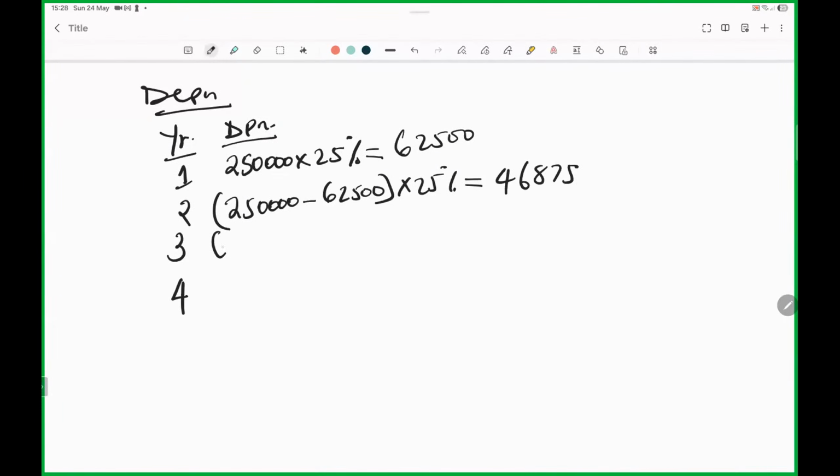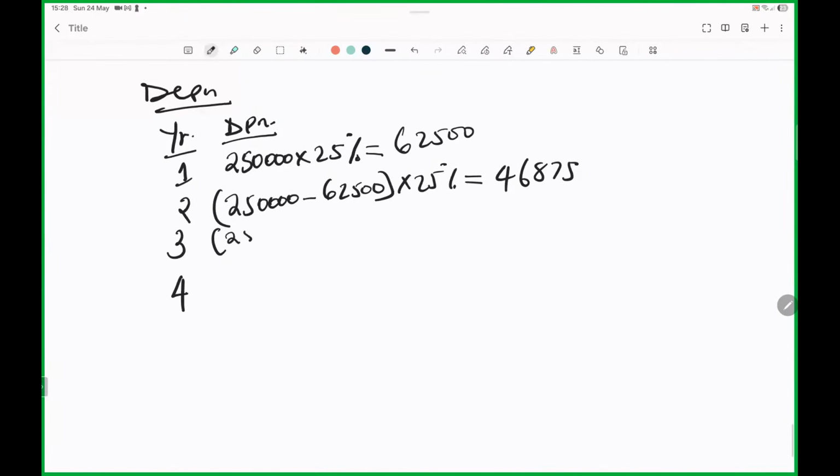Go to year number 3. So year number 3, I will pick the cost. I subtract what I lost in year 1, which was 62,500. I subtract what I lost in year 2, 46,875. So now I'm able to get the reduced balance. Remember, every year I lose 25%. So is there somebody who can give me this figure? Anybody who is able to give me this figure?